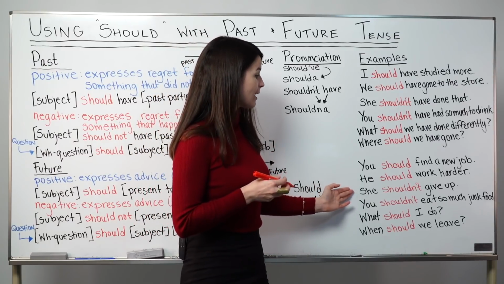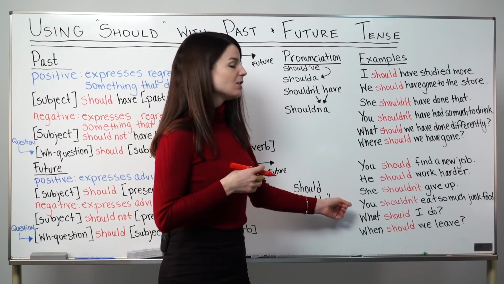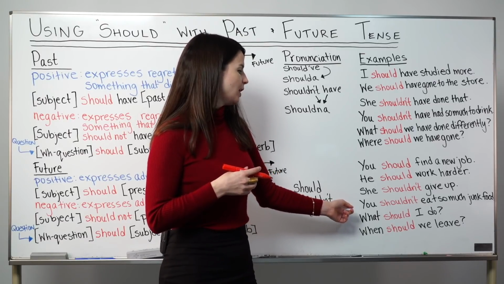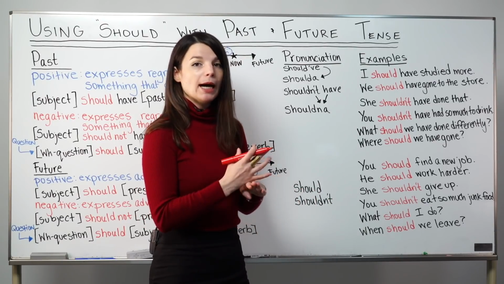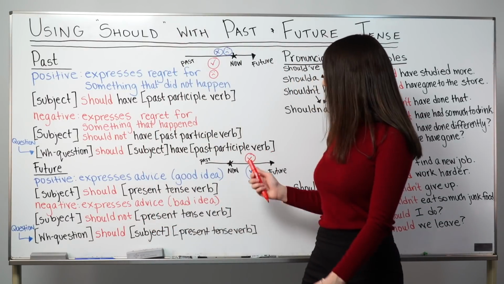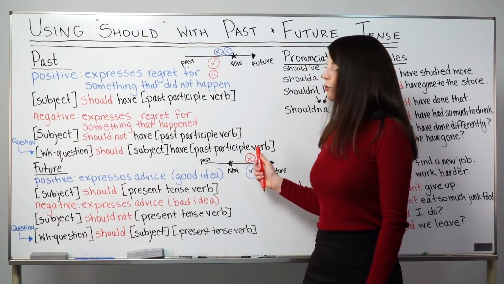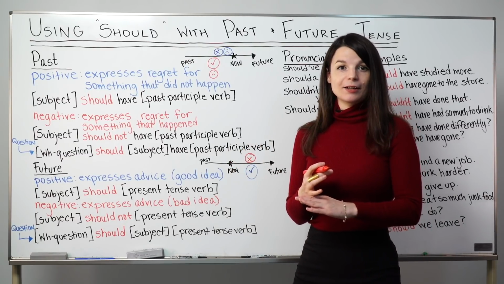She shouldn't give up. And you shouldn't eat so much junk food. So these two are expressing something the speaker thinks is a bad idea. So in the first sentence, she shouldn't give up. In other words, to give up is bad, or giving up is a bad idea.